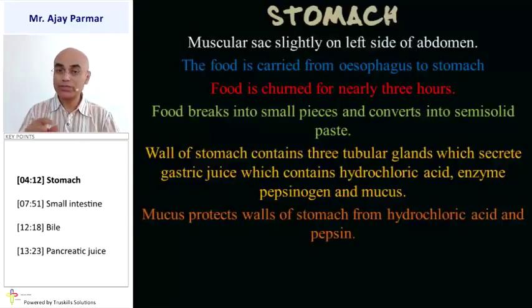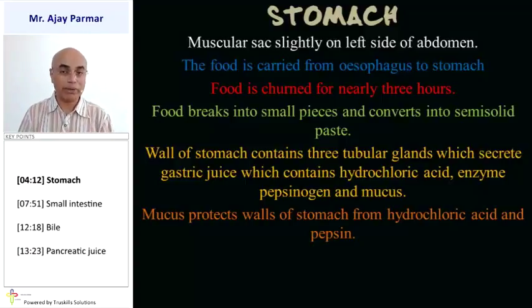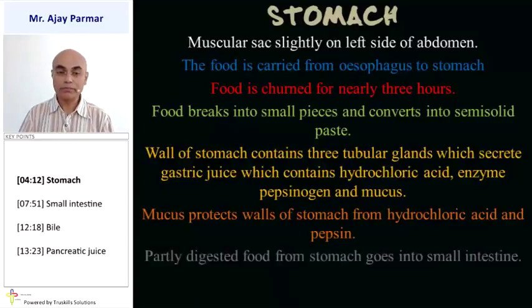The mucus which is present in this prevents the inner linings of the stomach from the action of the hydrochloric acid and the pepsin. Pepsin is prepared from the pepsinogen. The inactive form is pepsinogen. The activated form, which is necessary for the digestion of protein, is called pepsin.